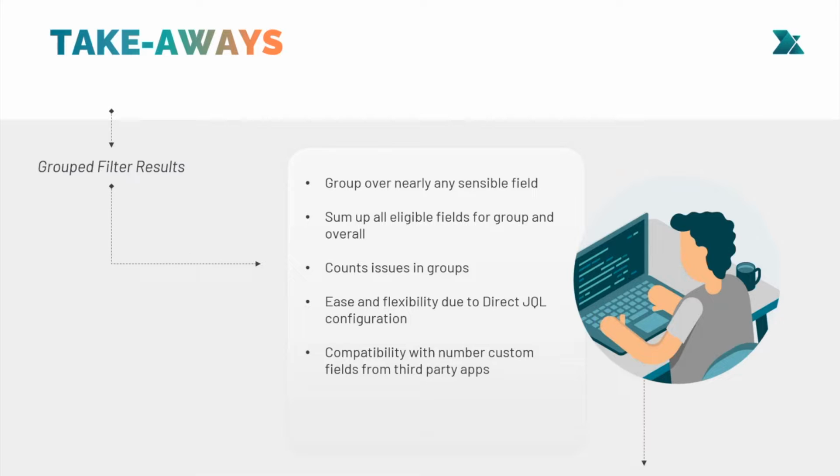And this additional column, for clarity, counts the issues in the groups so that you can see where those sums are coming from. And this is all information that you cannot get in another way with native Jira. And as with all the gadgets, it's very easy and flexible to set up and compatible with custom fields or number fields from third-party apps.